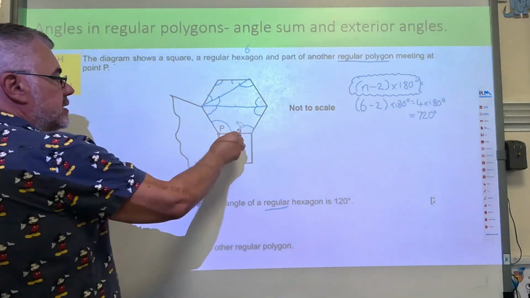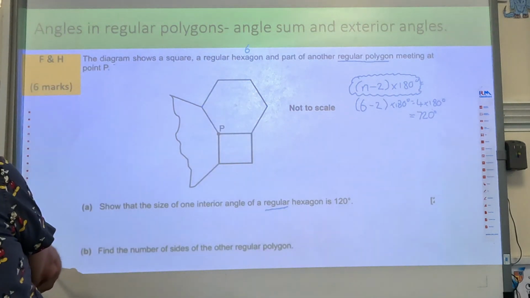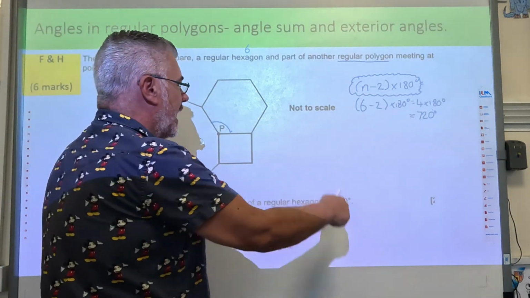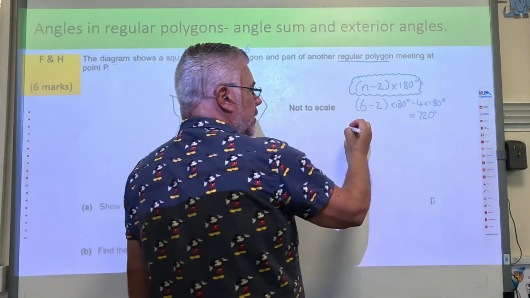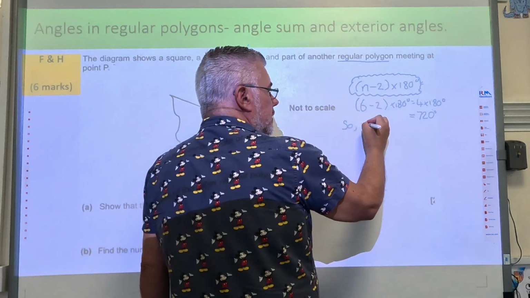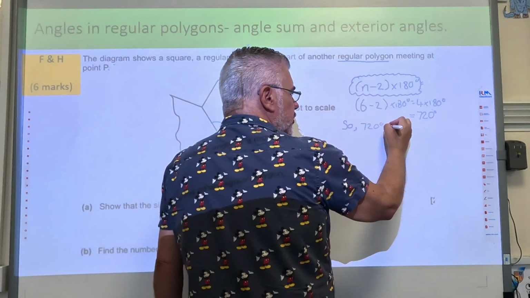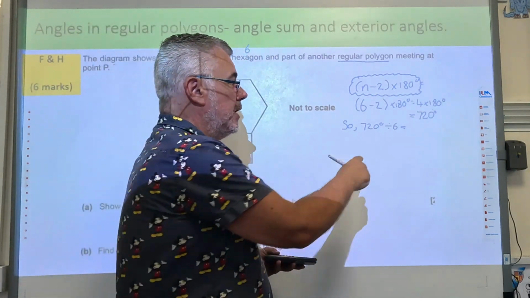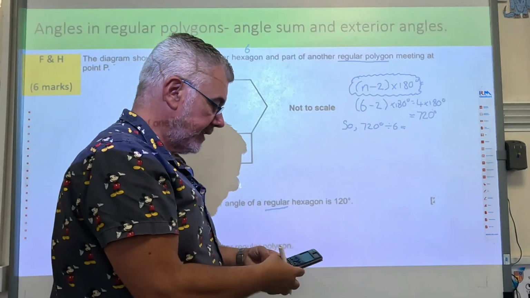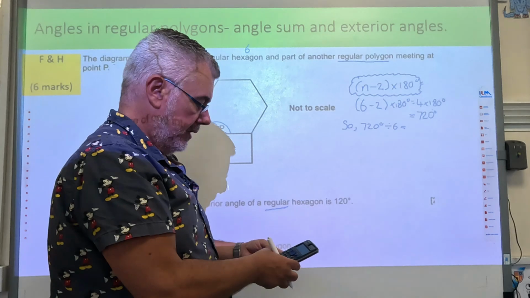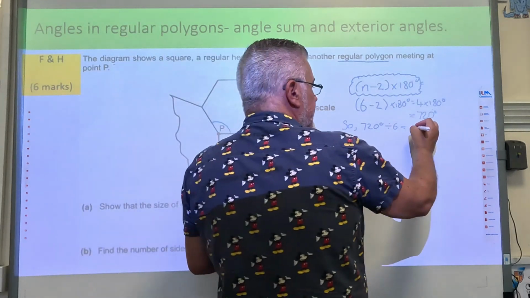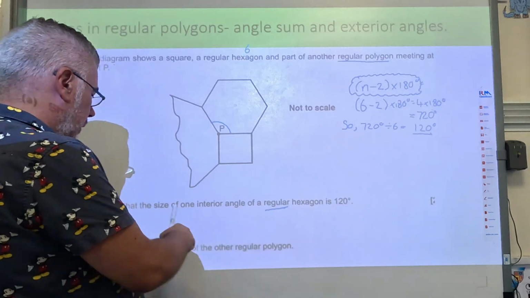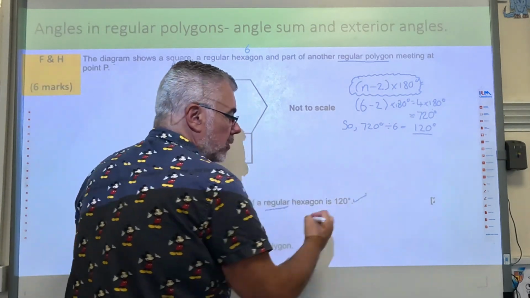Just erase that so it's not looking too messy on there. And I shall put my P back in. It wants me to show that that is equal to 120. I know these add up to 720. So 720, I can just split that 6 ways because this is regular. All these angles are the same. So if I split this exactly 6 ways, I get what one of those angles is, and my answer is indeed 120. I have shown what the question has asked me to show.